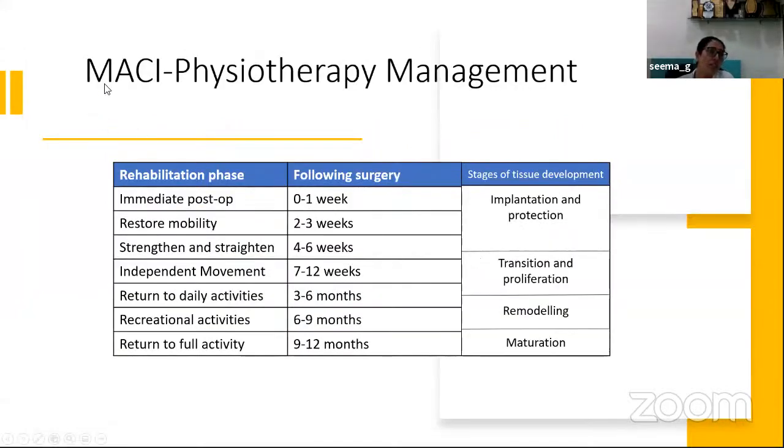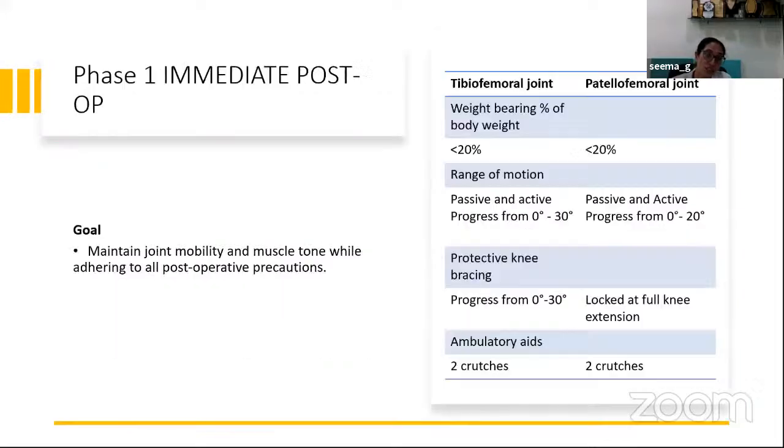If I talk of matrix-associated autologous chondrocyte implantation, I have put the management in 7 phases: immediate post-op, that is the first week; restoring mobility, the next 2 weeks; strengthening, another 2 weeks; and then independent movement, return to activity, later recreational activities, and return to full activity. The stages of tissue development are that initially it is implanted and we require a protective phase. Thereafter, there is proliferation, then remodeling, and finally maturation.